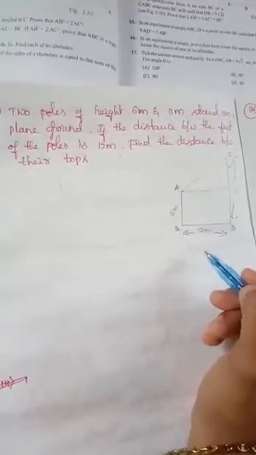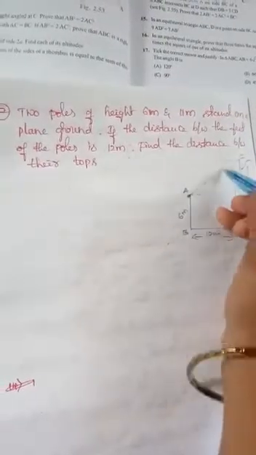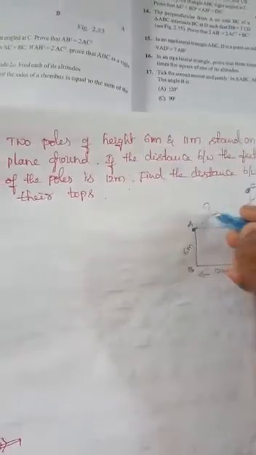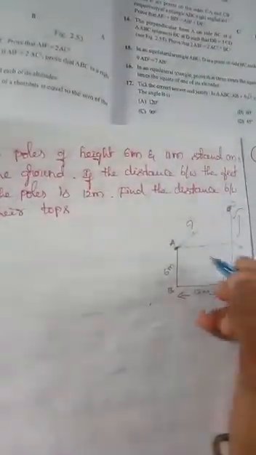The distance between the two poles is 12 meter. Find the distance between their tops, the distance between A and C. These are the tops of the two poles. By joining them, we find the distance between A and C, or the distance between their tops.